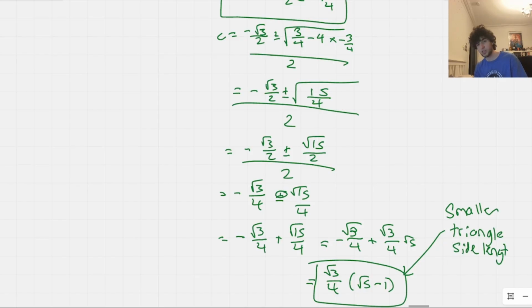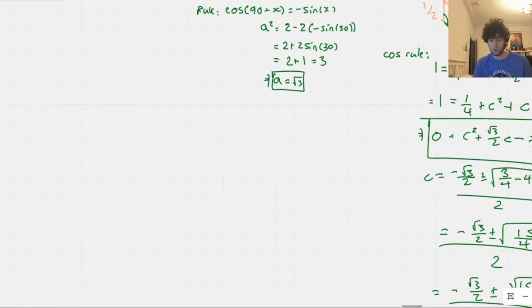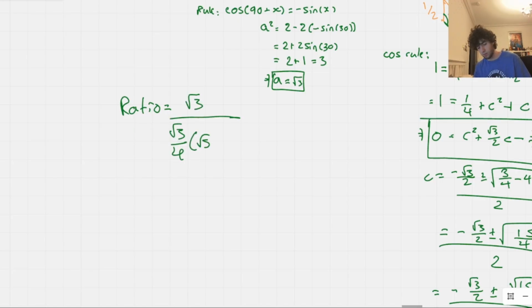And now what we need to do is find the ratio of the two, which is easy enough, right? So the ratio, obviously the other one is a root 3. So ratio is going to be root 3 divided by that. So ratio equals root 3 divided by root 3 over 4, root 5 minus 1. So what's it? Root 3 divided by root 3 over 4 times the square root of 5 minus 1.